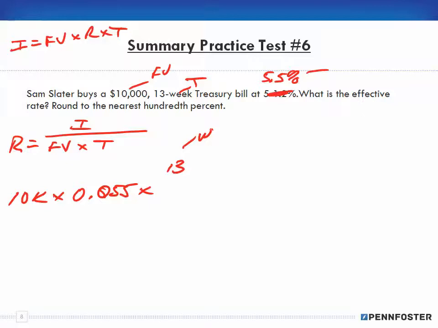Remember, this here is weeks. How many weeks are in a year? 52. So you have to put it over 52. We're not using 360 because that's days; we're looking at the number of weeks. So we keep the time frame the same, 52. Now when we do the math, 10,000 times 0.055 times 13, divided by 52, we end up with 137.50 as our interest.